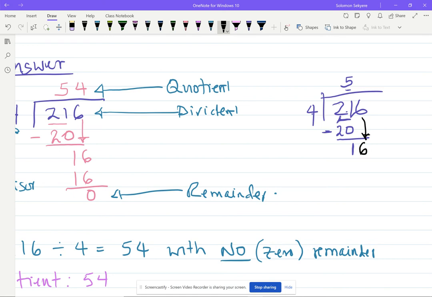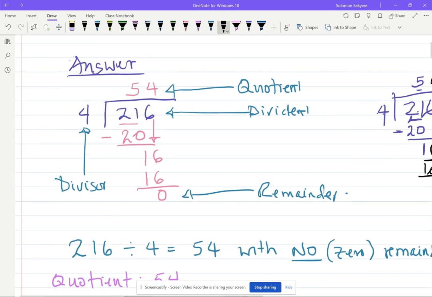We have 16. What do we do next? We take the 16 and divide by 4. What is 16 divided by 4? It is 4. Again, we take the 4, multiply by 4, we get 16. We subtract and get 0.